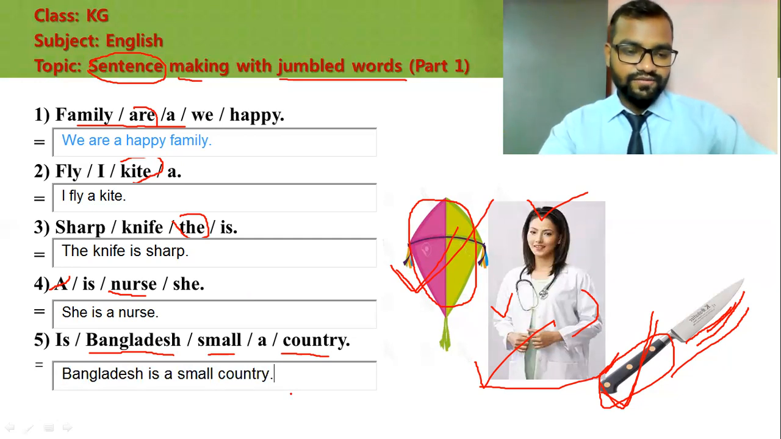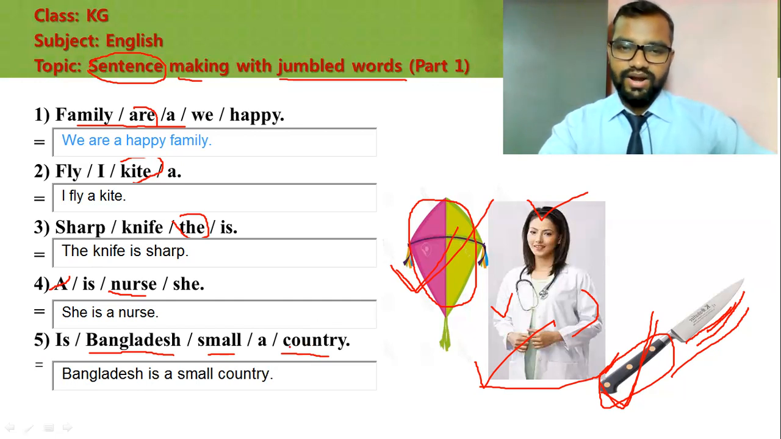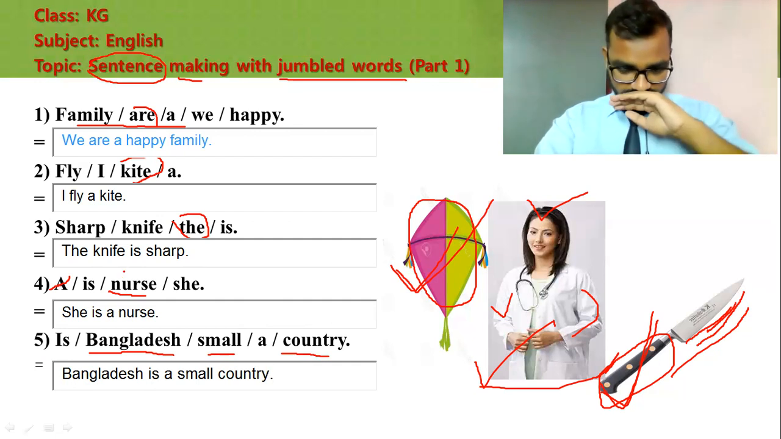So now if you take a look at this one, Bangladesh is a small country, it has a very clear meaning. But the upper one is Bangladesh small a country, you know something is not right. And this is your duty to make it right. Once you can do it, you are good. Very good. All right.